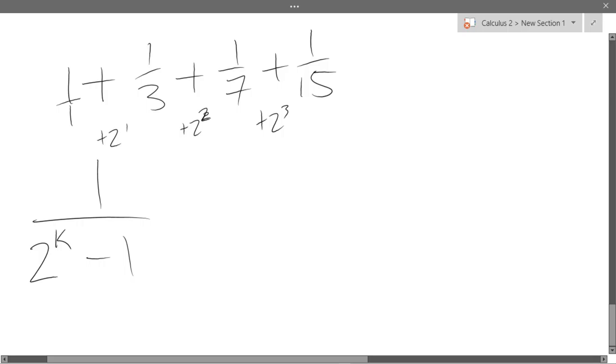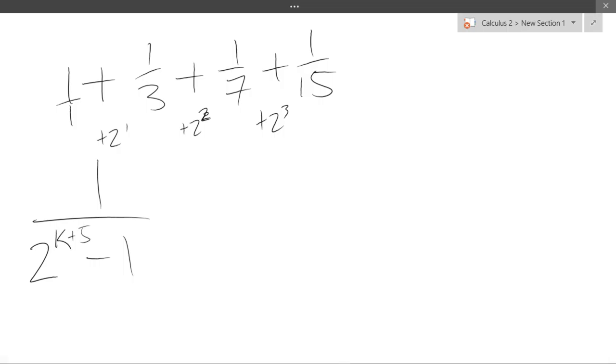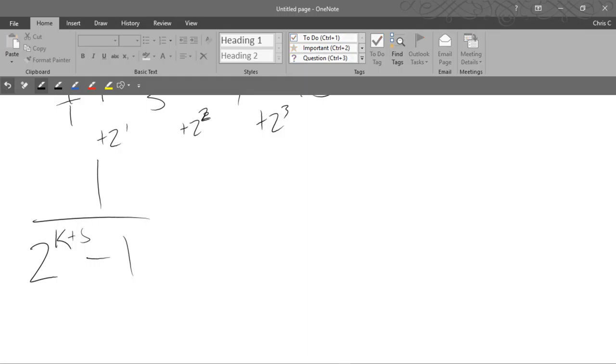So I may have had to add 1 instead of subtract 1 and start k at a different value. If I had to start k at like 5, I could always compensate if I needed to by doing plus 5 right there. So there are some ways around starting at 1.